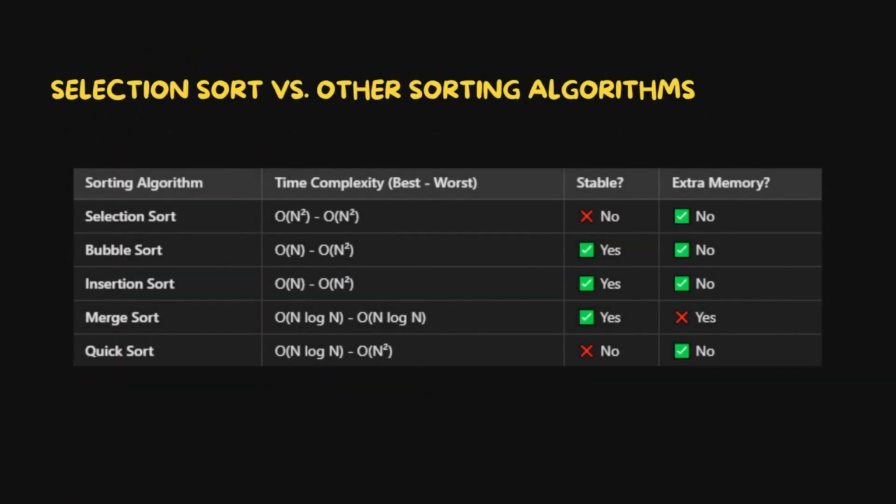So let's compare selection sort with other sorting techniques. This is the comparison between selection sort and bubble sort, insertion sort, merge sort, and quick sort. Selection sort is easy to implement but not the best choice for performance, as we can see from this table.